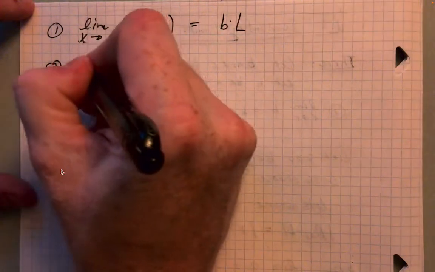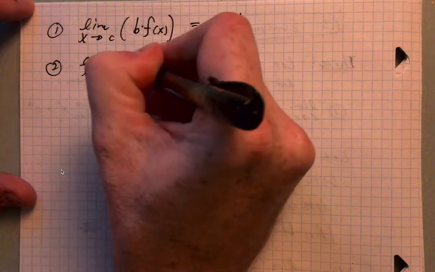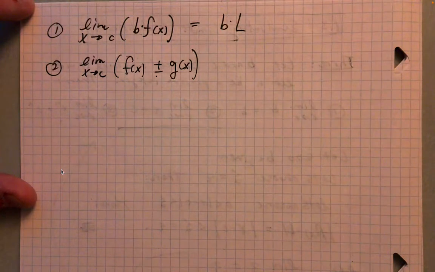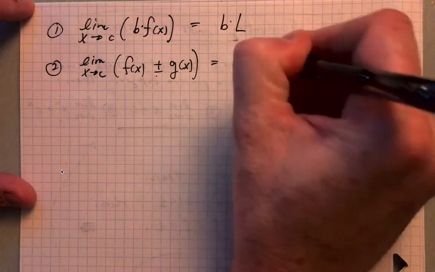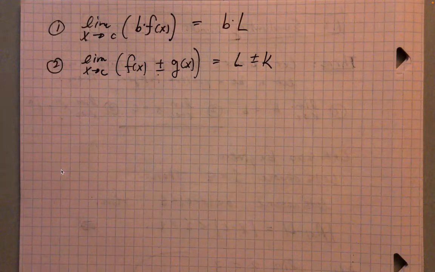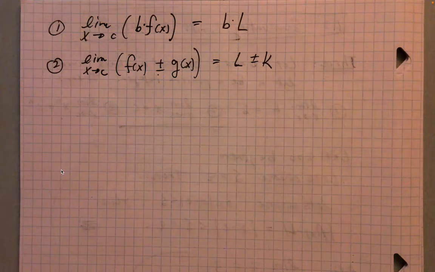All right, so the next one is the limit as x approaches c of f of x plus or minus g of x. Adding or subtracting the functions will result in limits that are plus or minus one another. So if it's f of x plus g of x, then that limit is L plus k. If it's f of x minus g of x, then that limit is L minus k. Very nice. So you can see already we're sort of building up the machinery to look at polynomials.